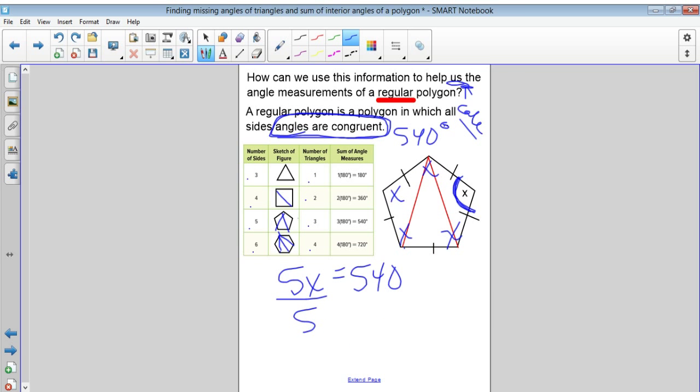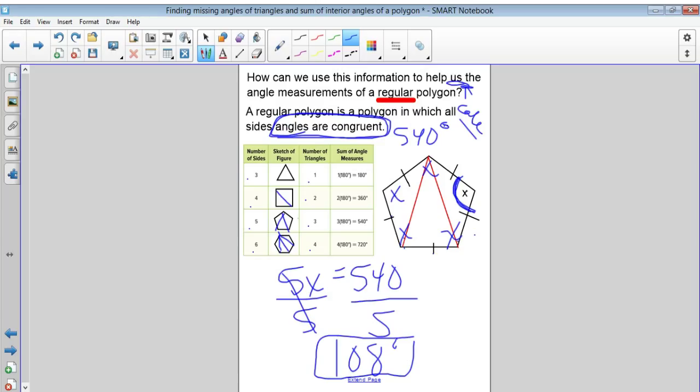And so we would just divide by 5 on both sides, right? 5 goes into 5 once, 5 goes into 40 8 times, right? And so what does that mean? That each angle measurement of a regular pentagon is 108 degrees, right? And that's interesting because we could do this for any regular polygon. We just have to divide by the number of sides, right? Because if there's 5 sides, 1, 2, 3, 4, 5, we end up having 5 angles, 1, 2, 3, 4, 5.